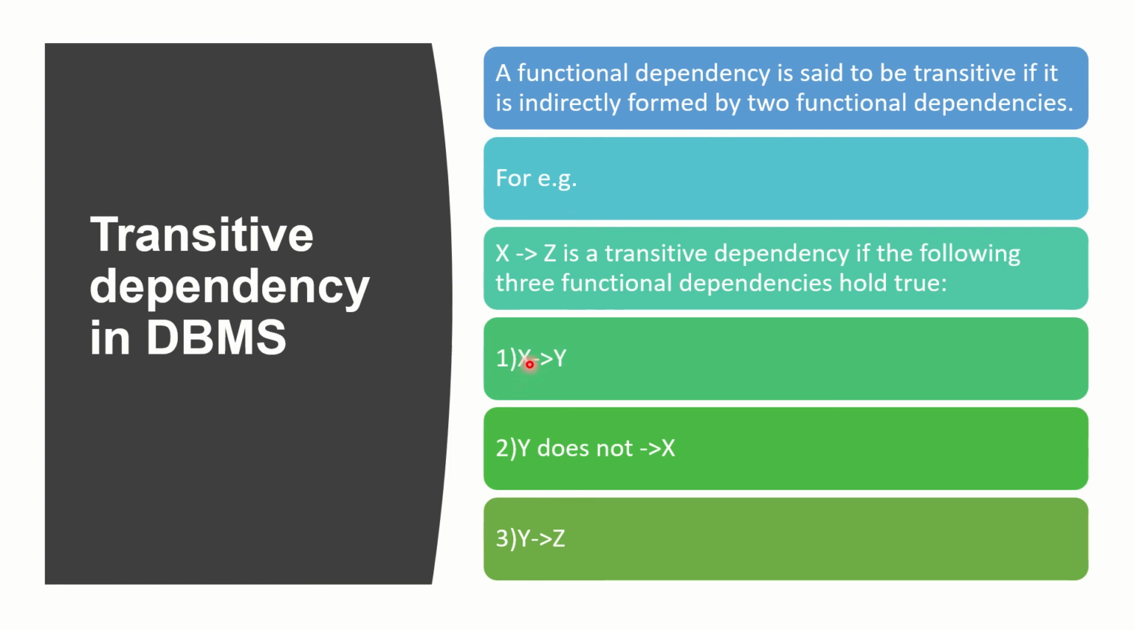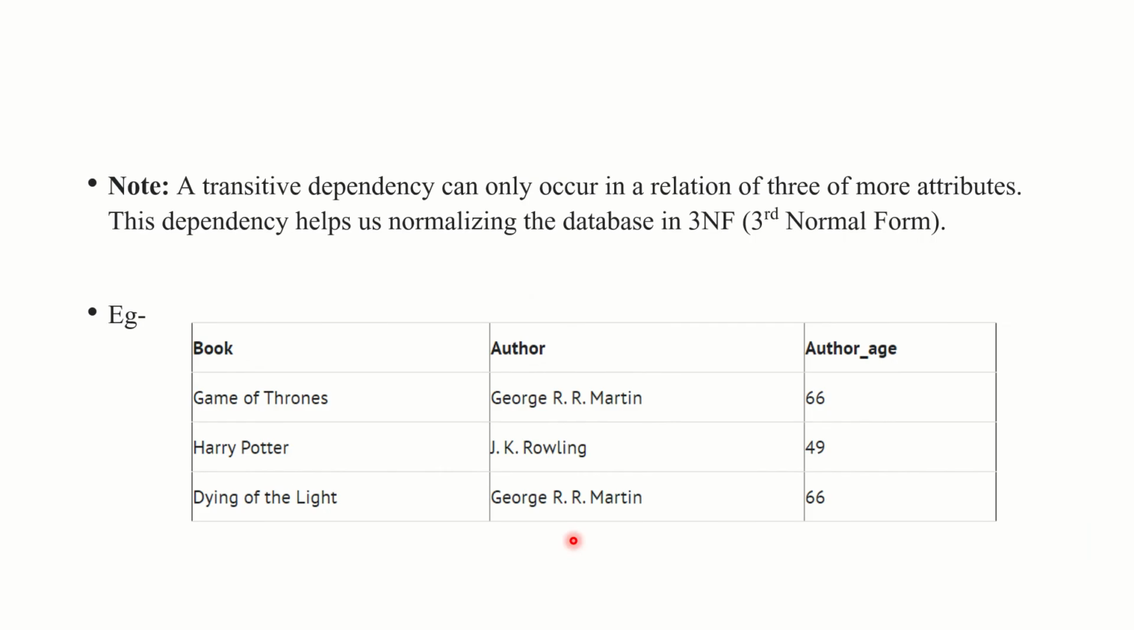The first one is x is functionally dependent on y, x implies y. The second one is y does not imply x. And the third condition is y implies z. So if these three conditions are true, then we can say that x implies z is transitive. So these three points are very important. A functional dependency x implies z is said to be transitive if x implies y is true, but y does not imply x, and y implies z. Okay, so we can see one example.